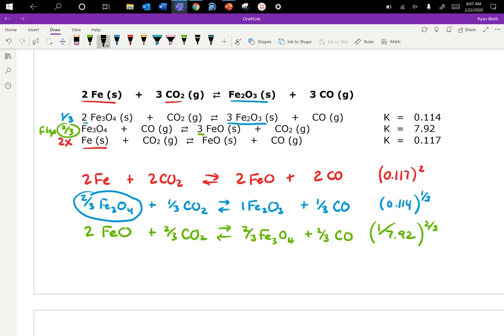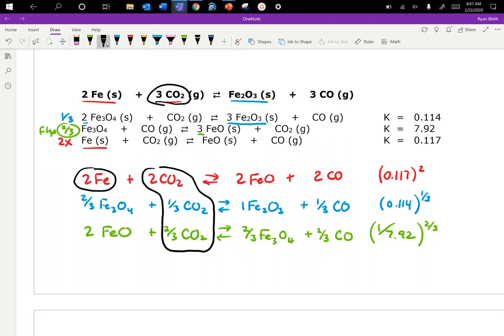Now let's just go back and make sure that in all this insanity we've got just what we need in terms of all the parts. We do want the 2 irons to be on the left, and there they are. We've got 2 carbon dioxides from that first equation, and then in the next couple of equations we have 2/3 and 1/3. So all this together gives us exactly what we needed, 3 CO2s. So they're working together for sure on that one.